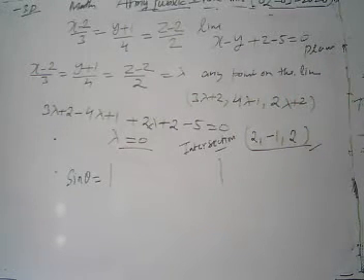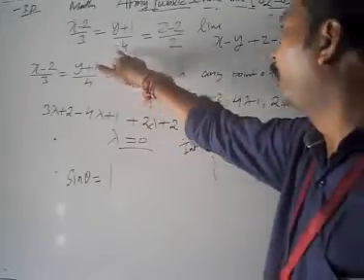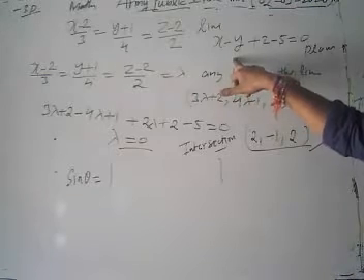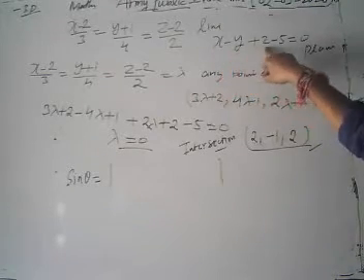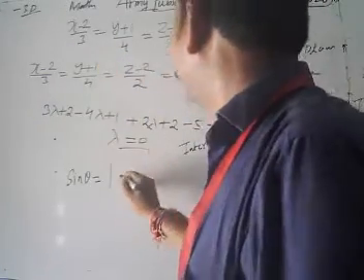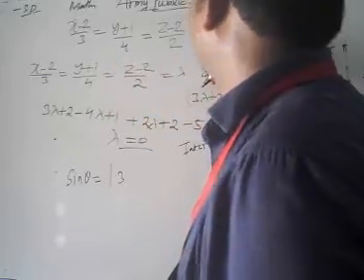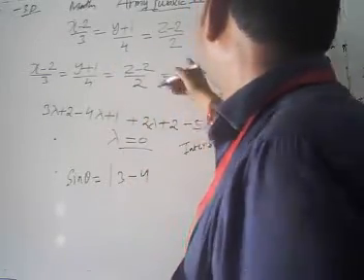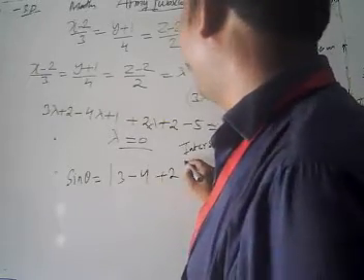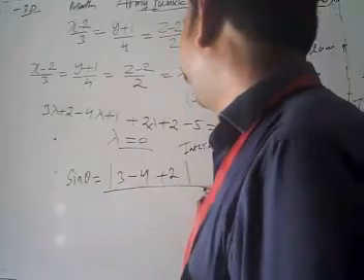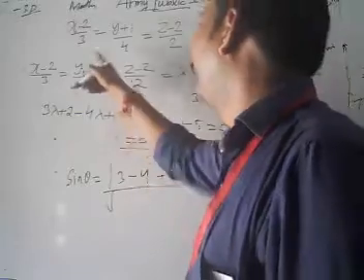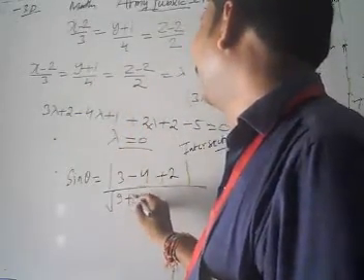Then the direction of the line is 3, 4, 2. This is a1 b1 c1. And the direction of the normal to the plane is 1, -1, 1. So it's 3 into 1, we get 3, 4 into minus 1 is minus 4, 2 into 1 is plus 2, that is a1 a2 plus b1 b2 plus c1 c2, divided by under root of a1 square plus b1 square plus c1 square. Then we have 9 plus 16 plus 4.